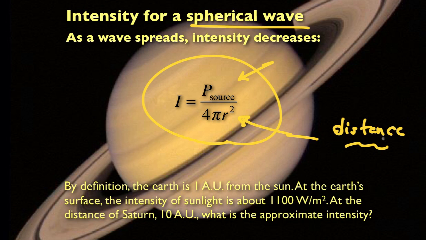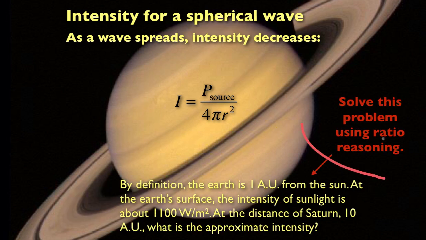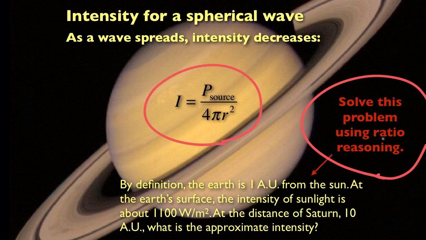So I want to think about this problem right here. At the Earth's surface, the intensity of sunlight is about 1100 watts per square meter, okay? And the Earth, by definition, is 1 astronomical unit from the sun. If you're at the distance of Saturn, which is 10 astronomical units away, what is the approximate intensity that you will have right there? And I want you to solve this problem just looking at ratios, just using ratio reasoning, and that's a useful thing to be able to do. So go ahead and pause for a second. Think about this equation. Think about how the intensity will change if I change the distance. Take a minute, work that out. I'll be back.